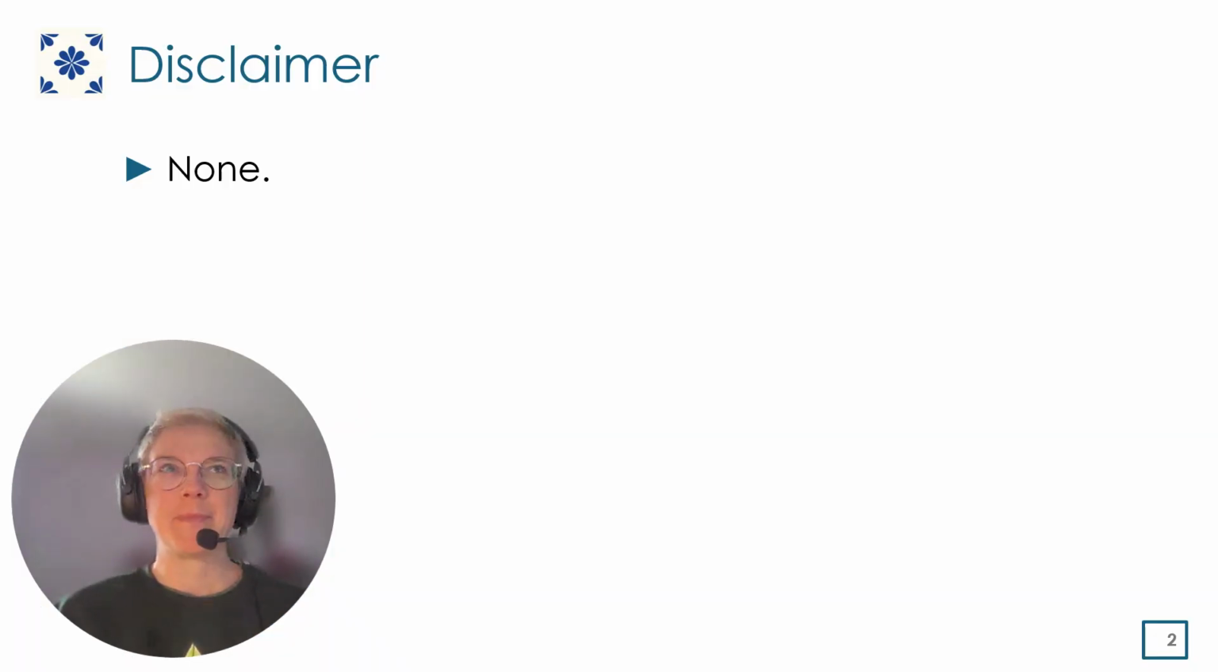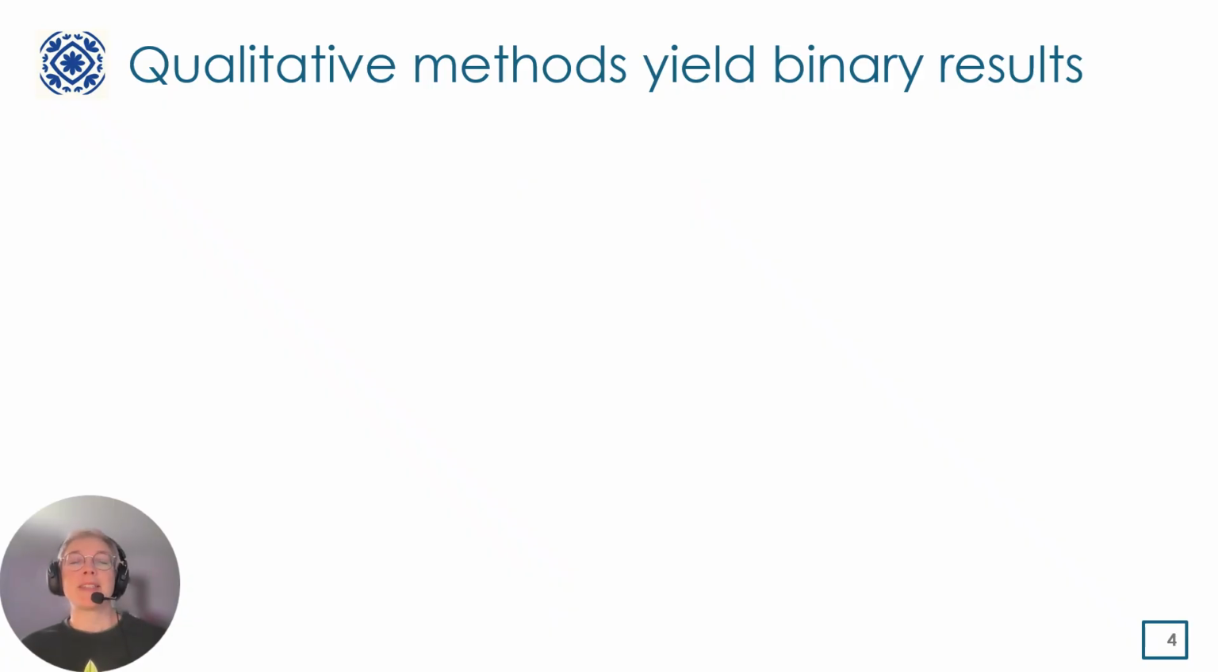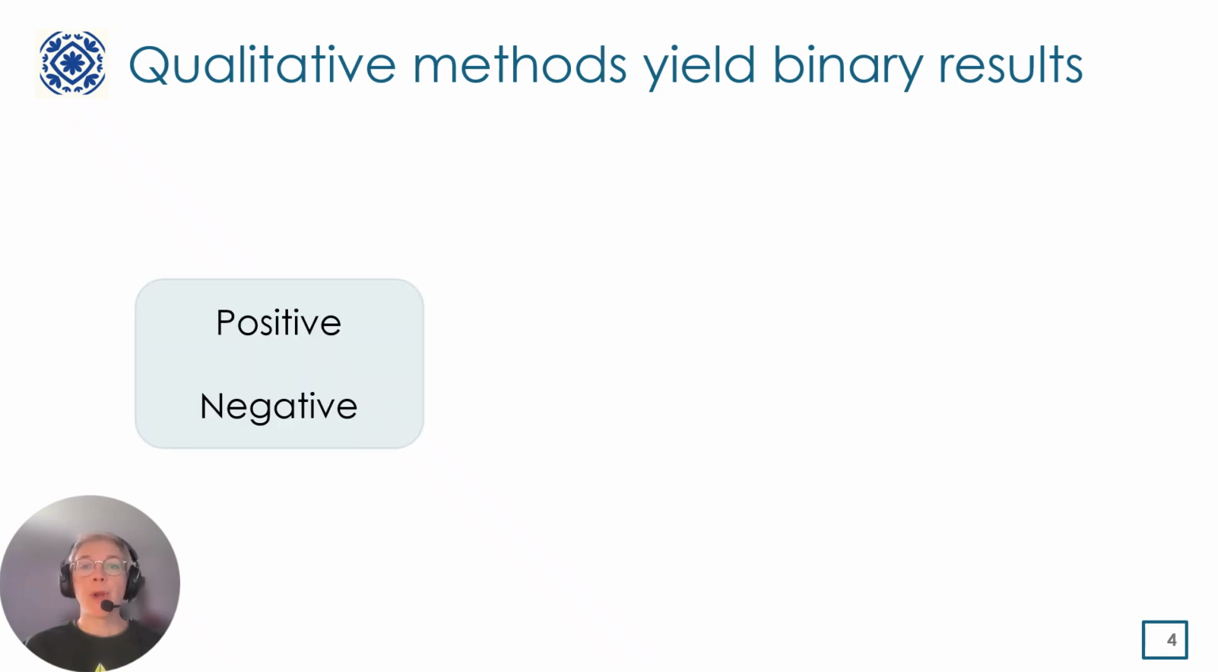All right. Okay, so no disclaimer. First thing, let's talk about what qualitative methods are and the types of methods that are closely associated with qualitative methods. Qualitative methods, of course, are in opposition to quantitative methods. A qualitative method is one that yields a binary result. In other words, the result will always be one of two things. Your result can be positive or negative. So that's a qualitative method.